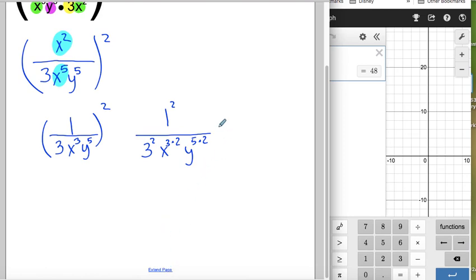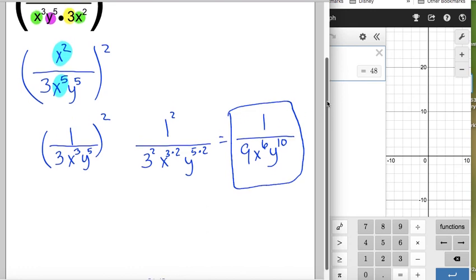And now to simplify. 1 squared is 1. 3 squared is 9. For the x's, the power of 3 times the power of 2 is 6. And for the y's, the power of 5 times 2 is going to make that new power 10. And so this is the answer.